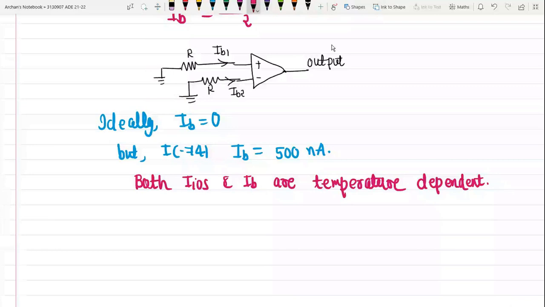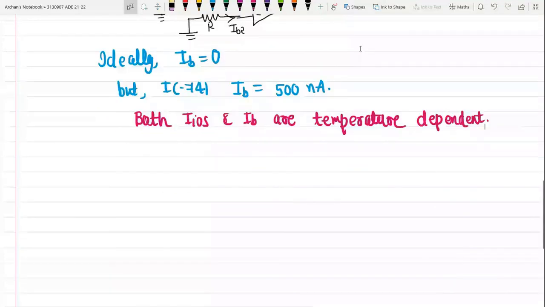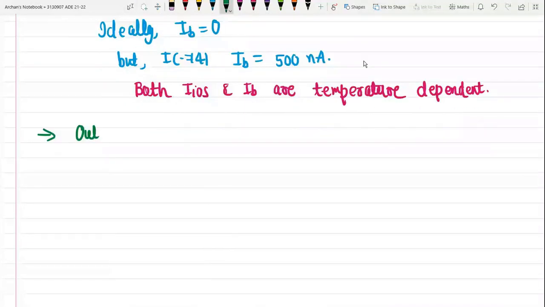Similarly, we may have some offset voltages at the output side of the operational amplifier, and that voltage is known as output offset voltage. Okay? So we have one more parameter, the output offset voltage. It is denoted by VOOS, V suffix OOS. Okay?